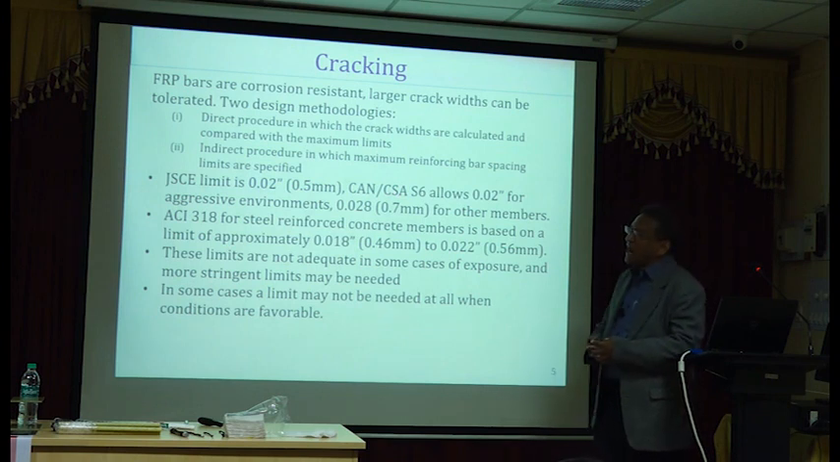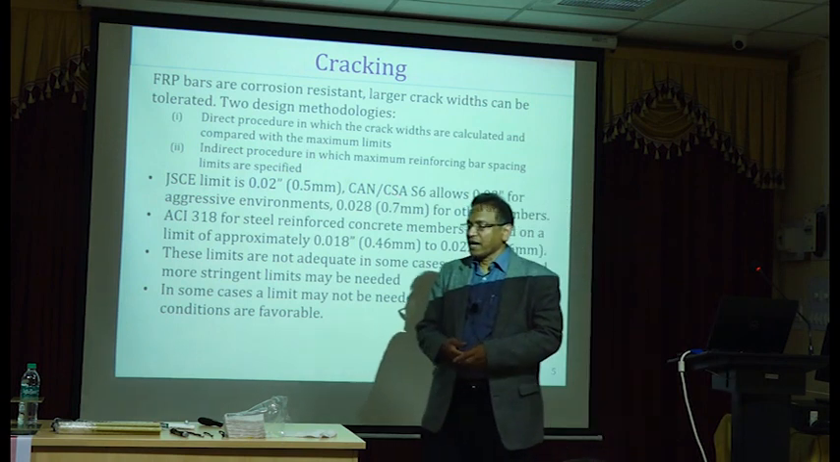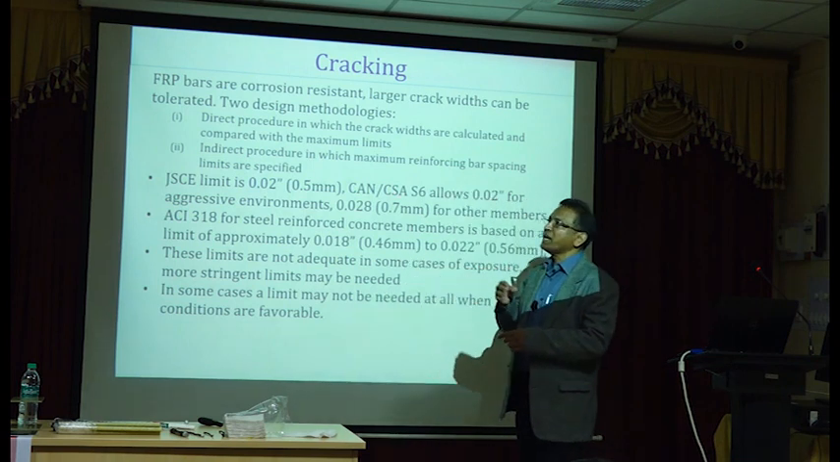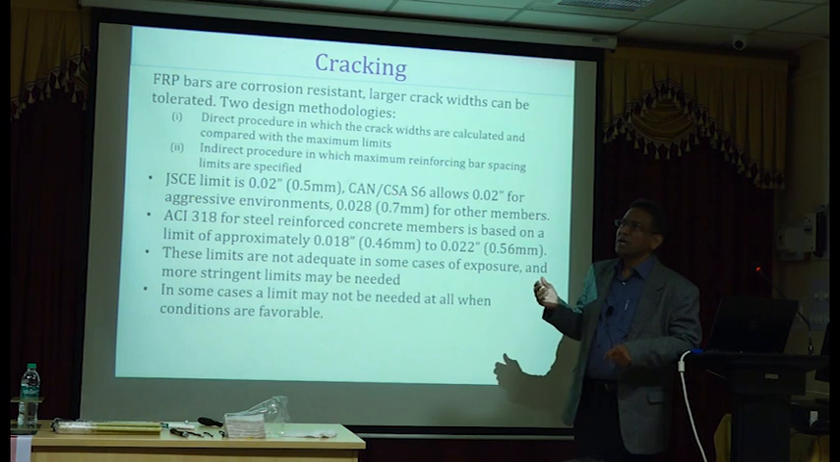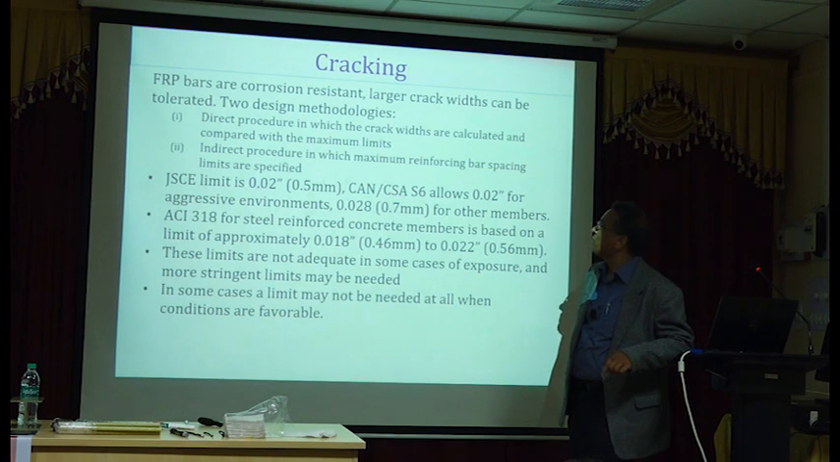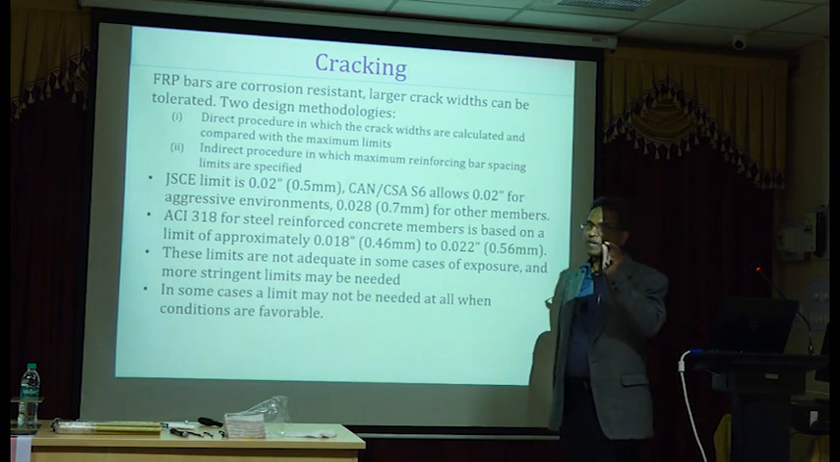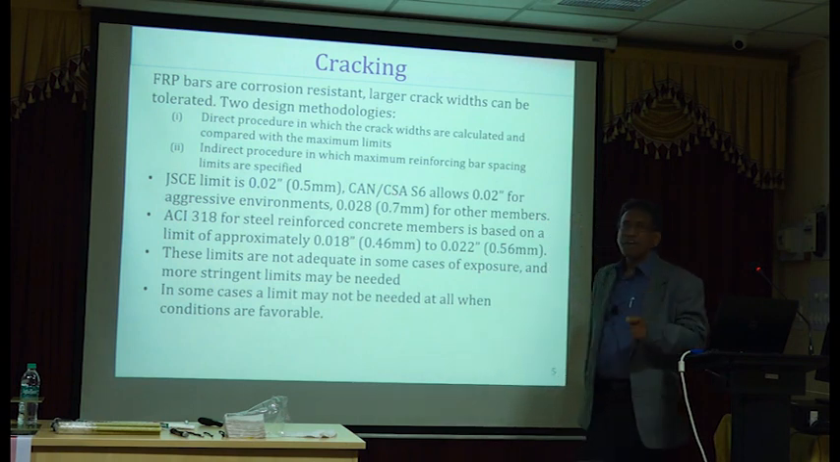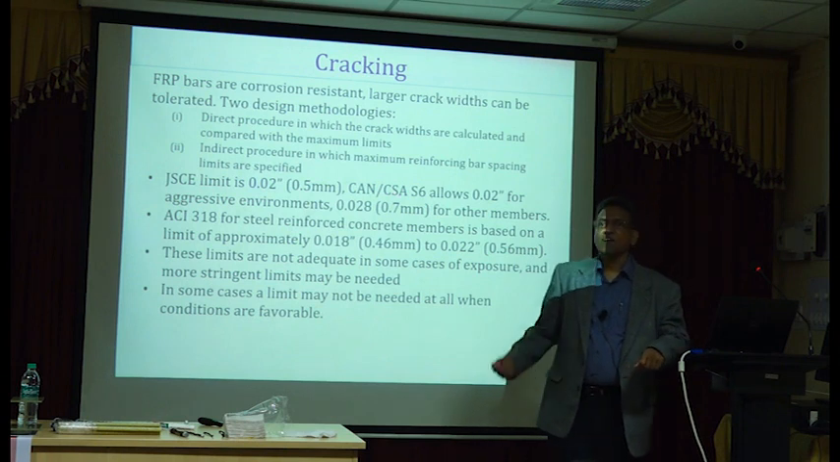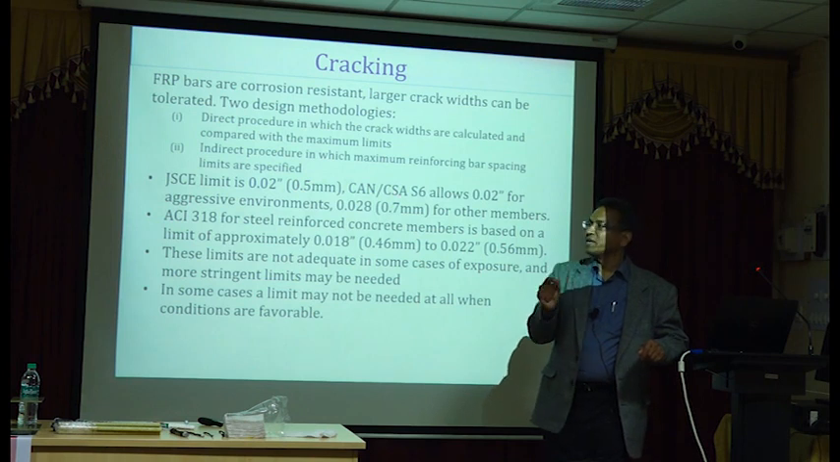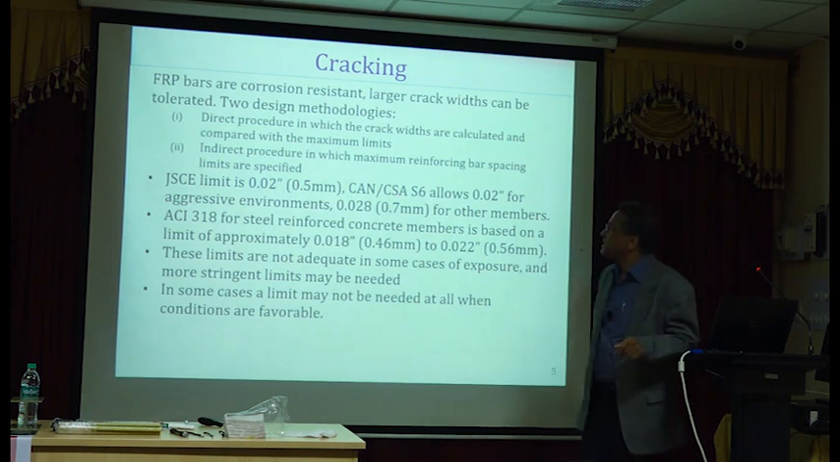Okay. So for cracking, what are the considerations? Cracking is mainly important because any cracking will create some access to the environment. For steel reinforced concrete, that's a big deal. It's a big problem. So for corrosion resistance, you want to keep the cracks tight. And for FRP, that's not necessarily a problem because FRP doesn't corrode by itself. So you can tolerate crack widths that are slightly larger in case of beams reinforced with FRP bars.